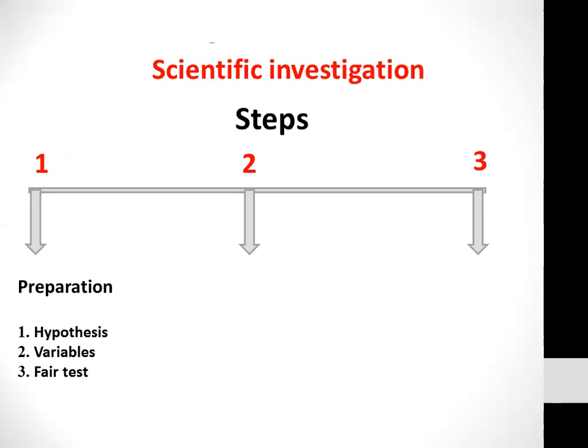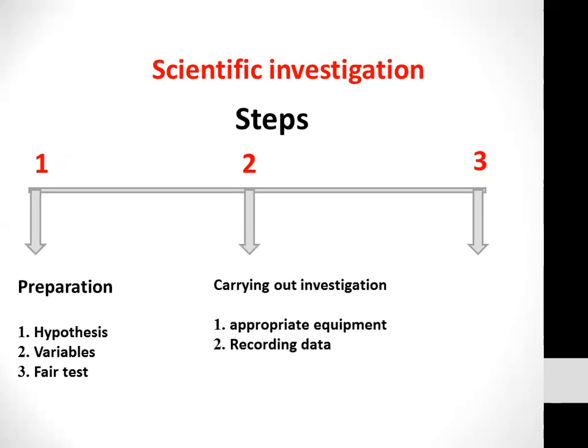and that will give you the required numerical values. Now, the second step is carrying out investigation. That is appropriate equipment, that your equipment must be appropriate, up to the mark, and cannot be too old. You can use some valuable tools there. And recording data, you should record your data according to your values, or with the passage of your experiment, you should record your data. So all these are the investigation that can be carried out throughout your experiment or your scientific investigation.